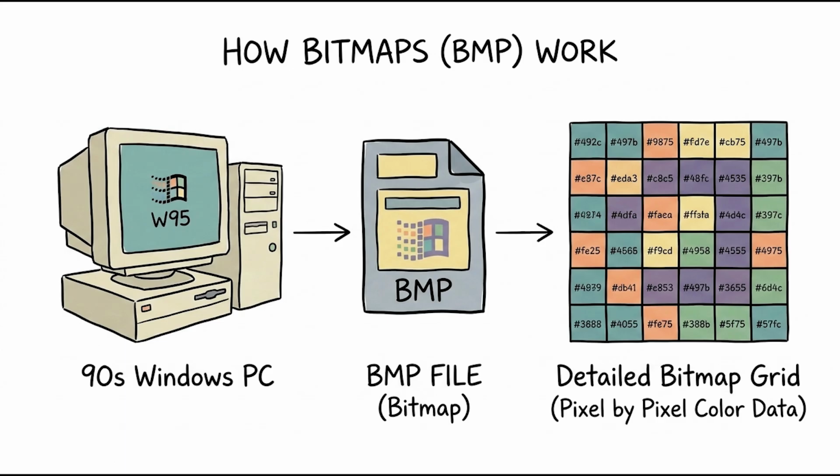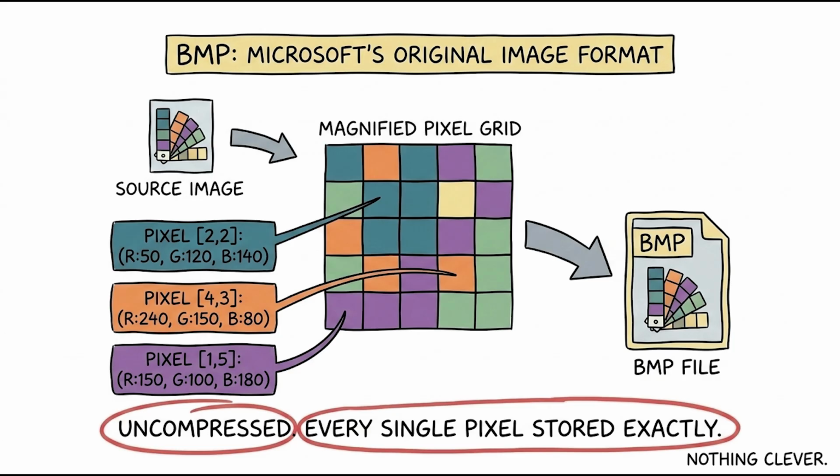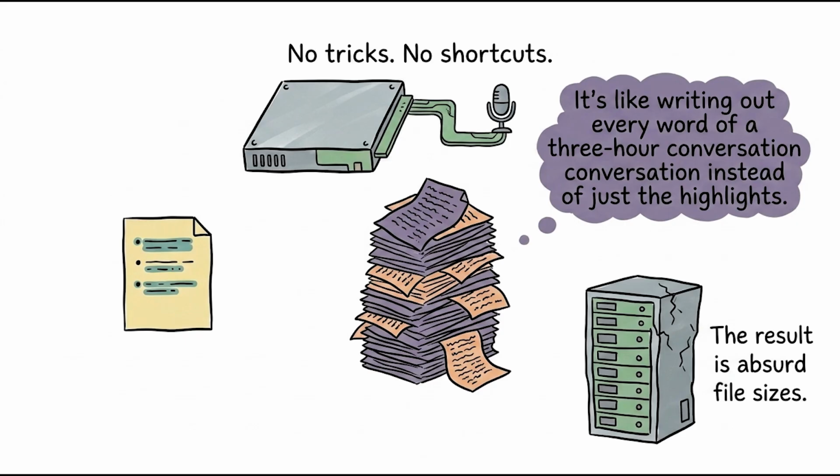BMP. If you used a Windows PC in the 90s, you know this one. BMP stands for bitmap. It's Microsoft's original image format, and it does absolutely nothing clever. A BMP file stores every single pixel with its exact color value. No compression, no tricks, no shortcuts. It's like writing out every word of a 3-hour conversation instead of just the highlights.